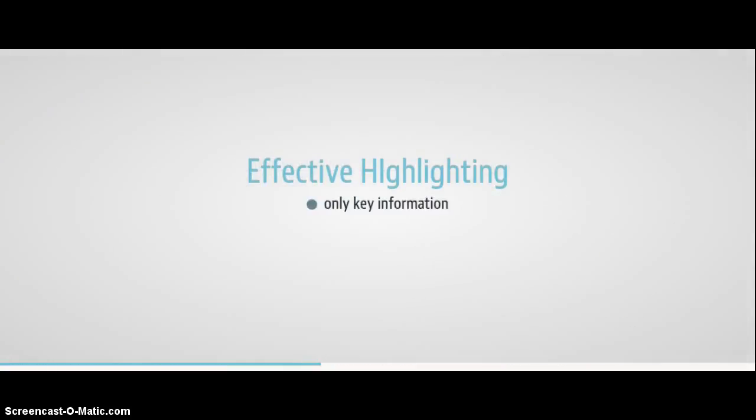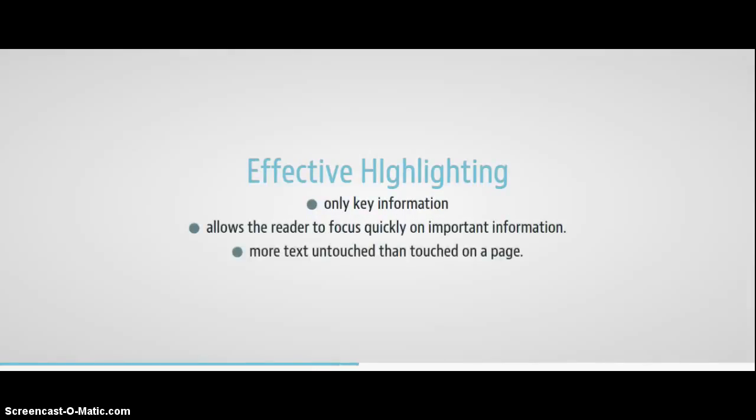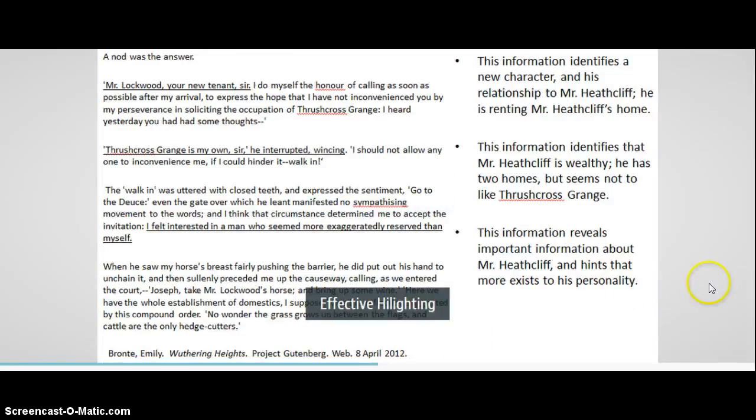Effective highlighting highlights only important information. It allows the reader to quickly focus on this important information, and it leaves much more text untouched rather than touched. So look at that. This is your example of effective highlighting. Do you see the distinction? I have 1, 2, 3 sentences that are highlighted. In the previous example, this whole paragraph down here was highlighted.